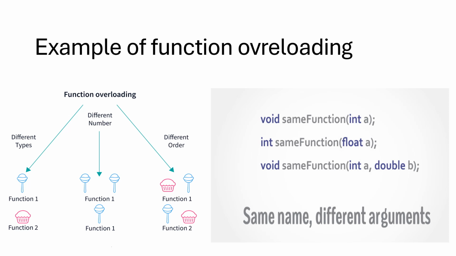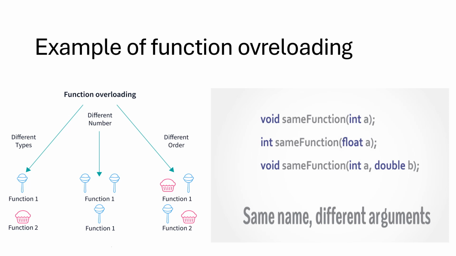In the first function we declare a as an integer, in the second function we declare the same a as a float, and in the third function we declare integer a and double b. So we are using different data types, and different parameter lists. It is not a rule that only one parameter should be used. We can use a number of parameters with different variables. So, same name, different arguments.